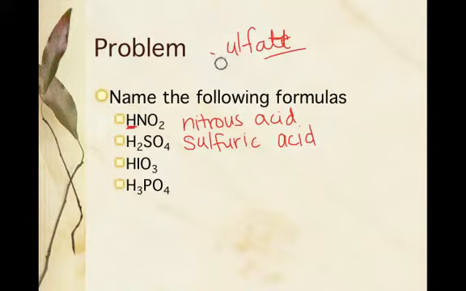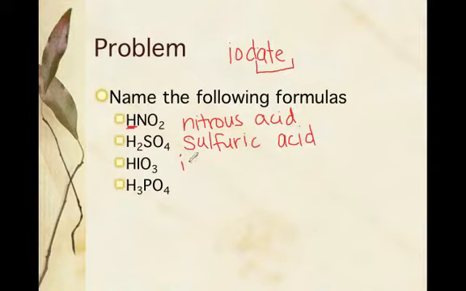Okay, IO3 is what? Iodate. So the name of the acid would be, what's ATE? We have an ATE ending, changes to IC. So it's iodic acid.